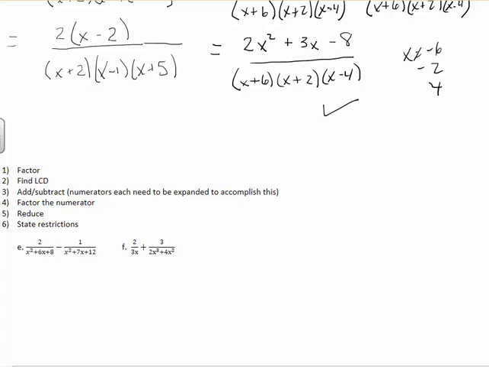I have brought up on the bottom the steps that we went through every time when we had to add or subtract rationals. You first check to see if you can factor. Then you find your lowest common denominator. You add and subtract your numerators. Factor the numerator again if possible. Reduce and state restrictions. So somewhere in your notes you're going to want to be sure you have those steps written down. I'm leaving you with question E and F to try on your own and bring into class tomorrow.